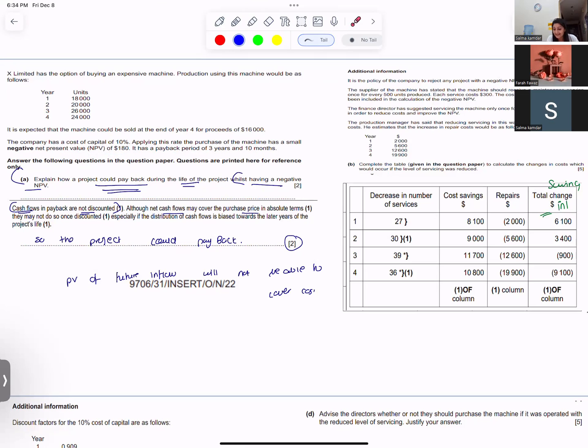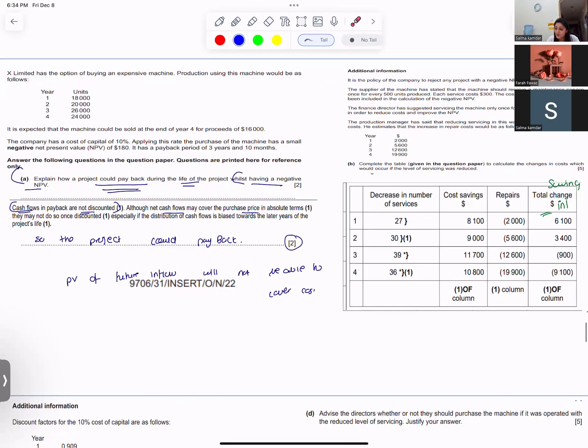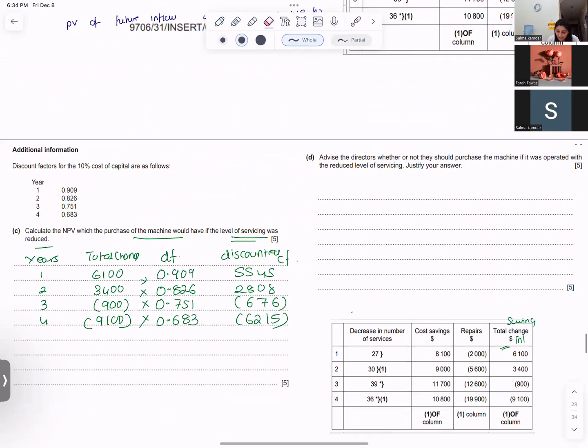And they are telling you that if you reduce your number of services, you are going to save this much. And the service charge was already added while calculating the negative NPV. So they are telling you that if you decrease the number of services, you are going to save this much. So could you please calculate the NPV which the machine will have if the service is reduced?